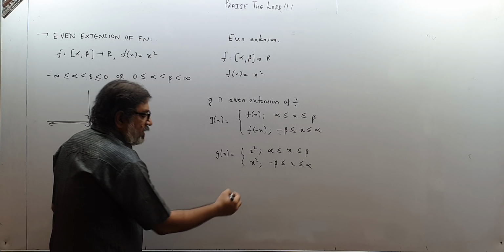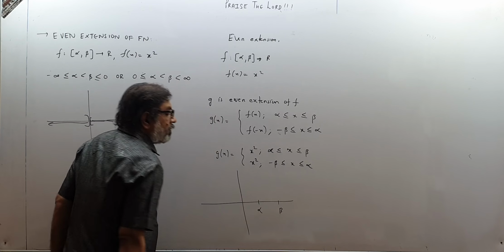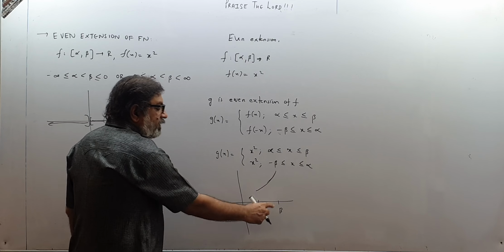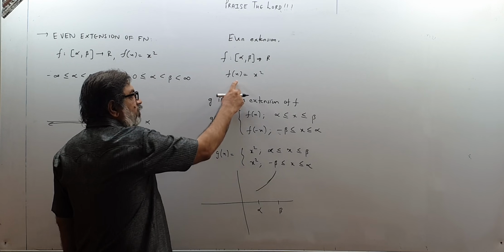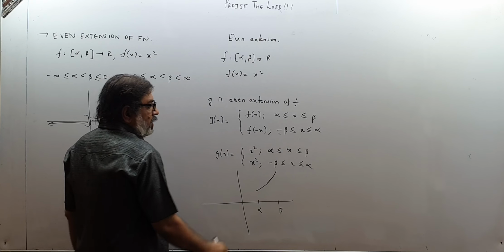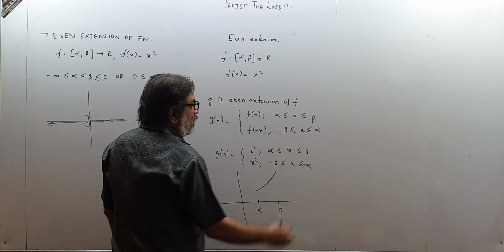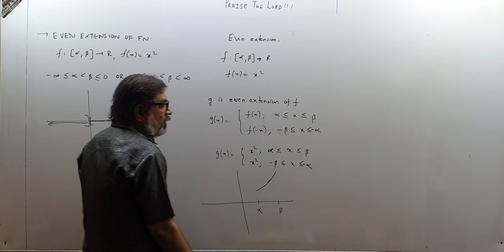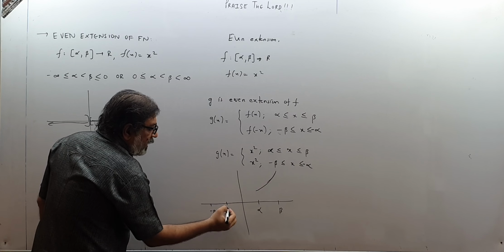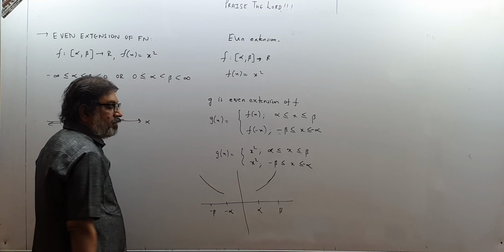So what will happen, children? Supposing this was alpha and this was beta, f(x) was x square, so maybe the graph was coming like this between alpha and beta. Now my x is between minus beta and minus alpha also, here also minus. So minus beta will be here and minus alpha will be here. f(x) equal to x square, the graph will come like this.